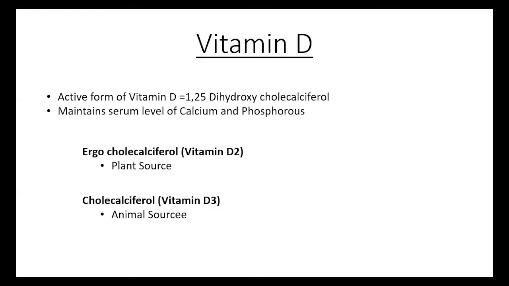Vitamin D. The active form of vitamin D is 1,25-dihydroxycholecalciferol. Its function is to maintain the serum level of calcium and phosphorus. Ergocalciferol we get from plant sources and cholecalciferol from animal sources. They are called vitamin D2 and vitamin D3. Vitamin D3 is the inactive form of vitamin D.